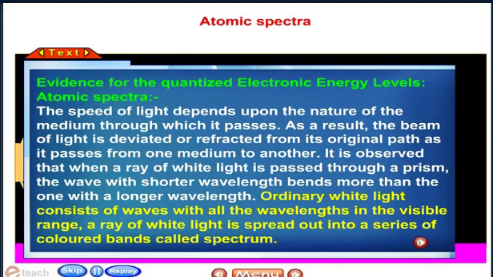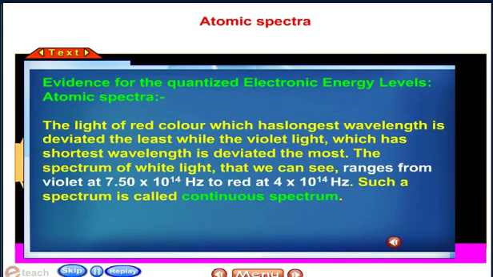Ordinary white light consists of waves with all the wavelengths in the visible range. A ray of white light is spread out into a series of color bands called spectrum. The light of red color, which has longest wavelength, is deviated the least, while the violet light, which has the shortest wavelength, is deviated the most. The spectrum of white light that we can see ranges from violet at 7.5 × 10^14 Hz to red at 4 × 10^14 Hz. Such a spectrum is called continuous spectrum.